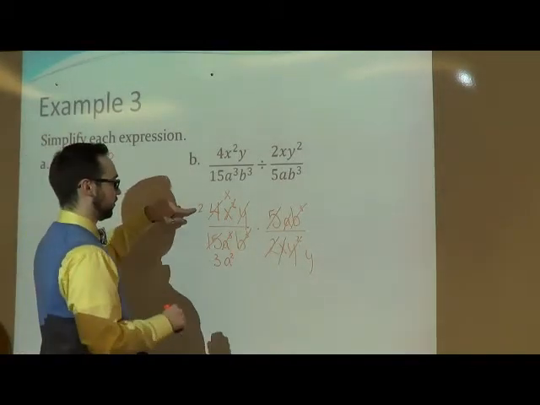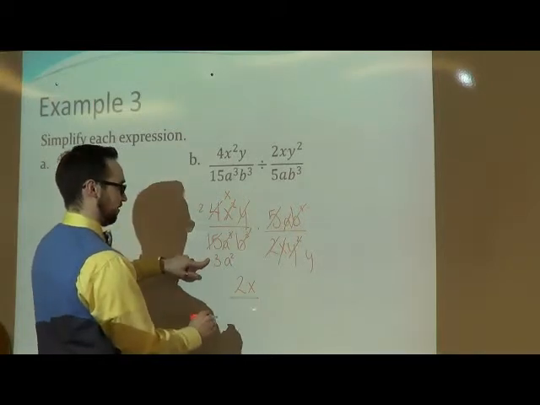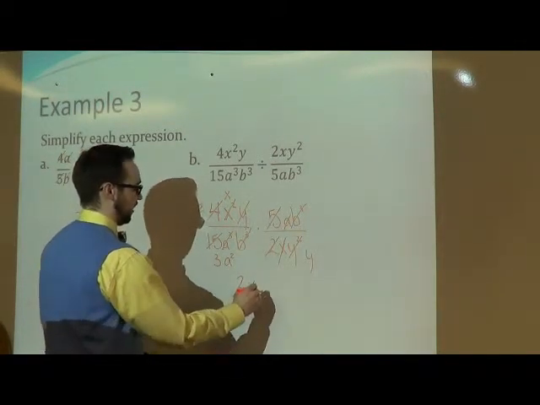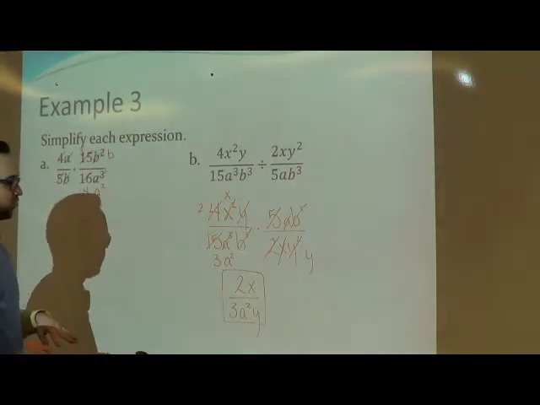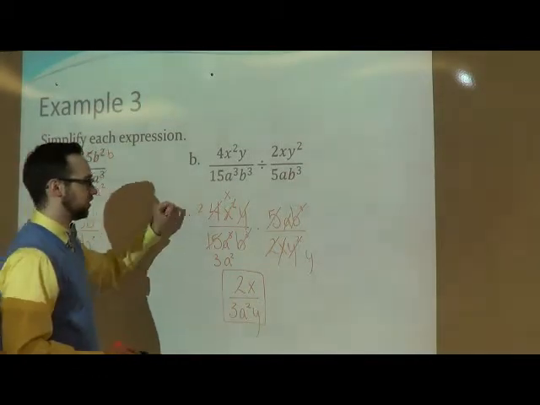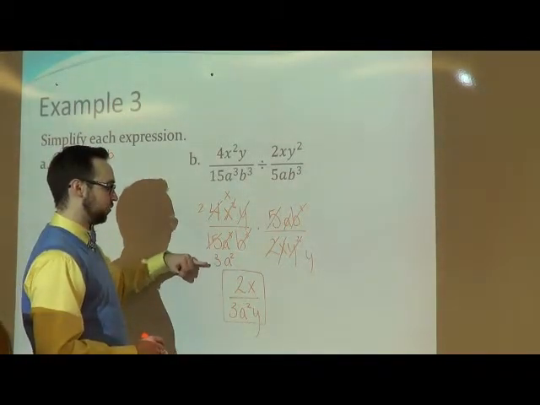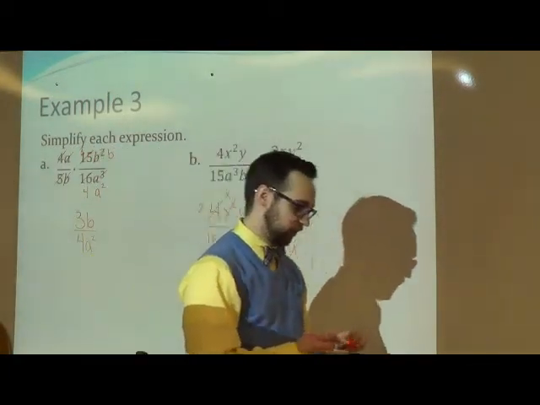So what's left up here? We have a 2 and an x. So we have 2x in the numerator. I have 3 a squared y in the denominator. So you want to be careful to make sure you get all of your pieces that are left, because it's easy to forget some of these if you're not paying close enough attention. So that's why I rewrite them down a little bit or up, so it's easier to see what you have left in each piece.